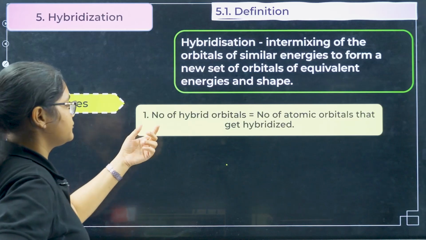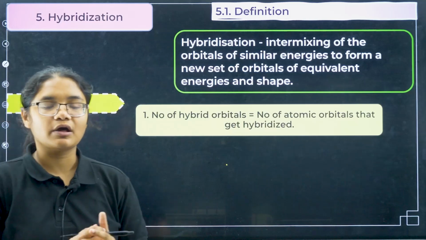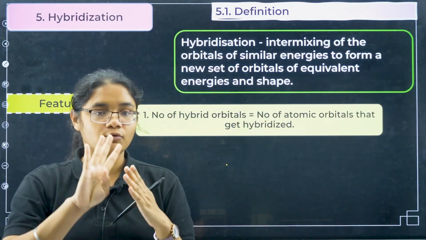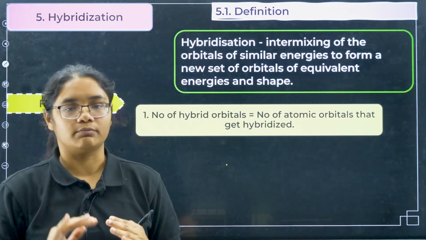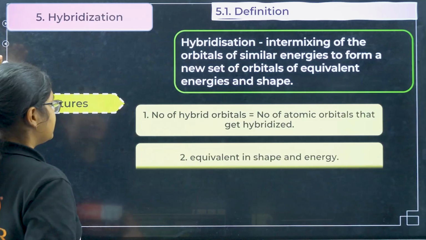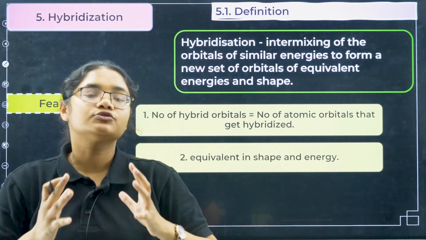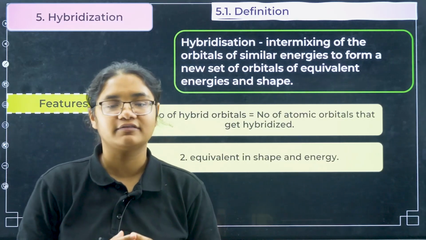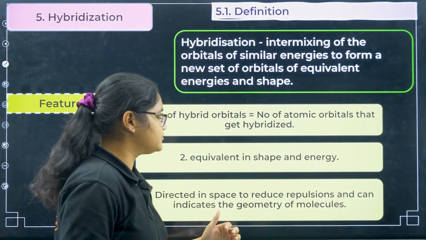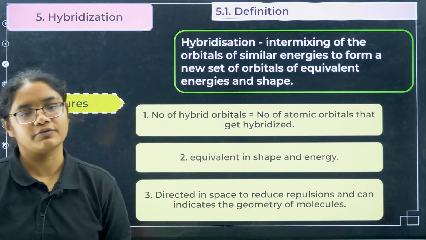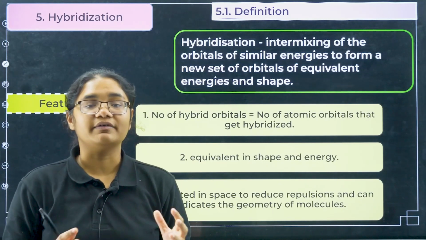Now first of all, you should know that the number of hybrid orbitals is equal to the number of orbitals that get hybridized. I just showed you 1s and 3p, so there are a total of 4 atomic orbitals involved. These 4 atomic orbitals will mix to give you 4 new hybrid orbitals. This is the first thing. Next, they should be equivalent in shape and energy. So those atomic orbitals which are undergoing mixing should have equal or similar energy and shape. Next, they are directed in space to reduce repulsions and can indicate the geometry of the molecule. So hybridization can be used to predict the geometry of the molecule, which is given by your VSEPR theory.